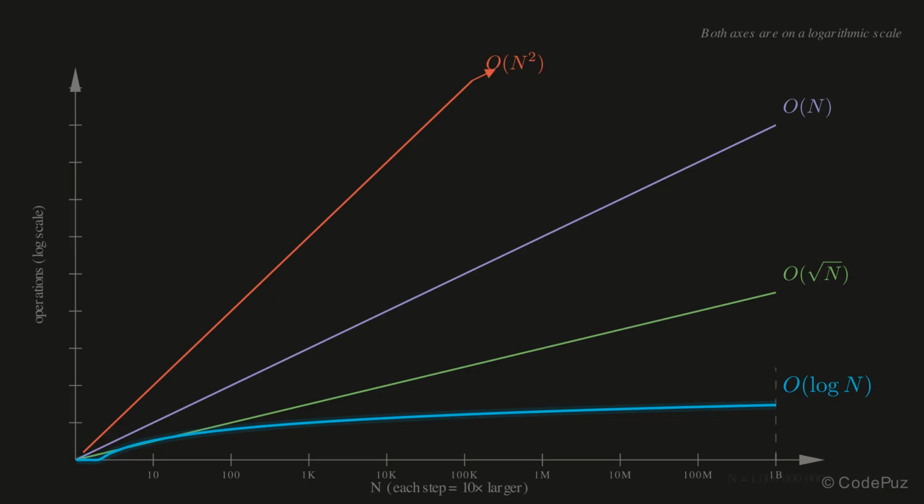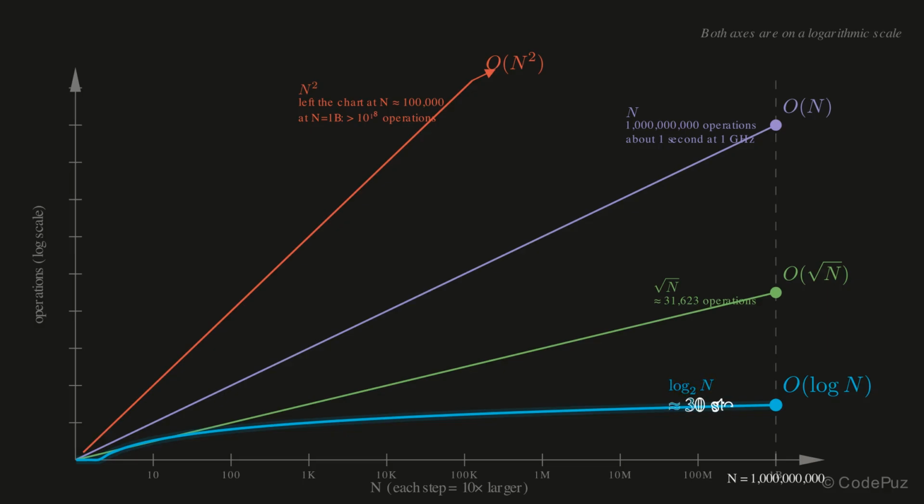Let us now mark the point where n equals 1 billion and read off what each function says. N squared left the chart long before reaching 1 billion. At this scale, it would need more than 10 to the power of 18 operations. Completely unusable. Linear n needs 1 billion operations. At 1 GHz, that is roughly 1 full second. Square root of n needs about 31,000 operations. Already much, much better.